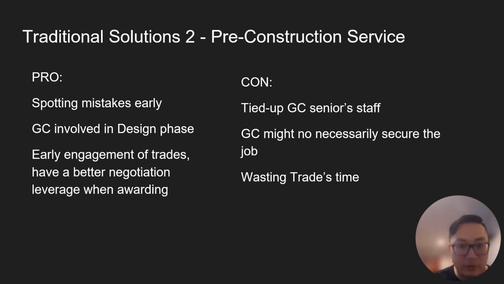Traditional solution two, pre-construction services. Well, another really common thing, usually done with a CCDC 5A contract.